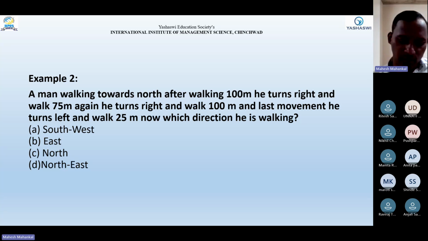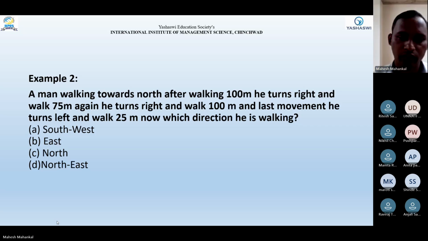What you have to do for solving this question: take a plain paper and pen and write the cardinal directions, then read the statement and draw a line. Read a statement, draw a line. A man is walking towards north, walking 100 meters. He turns right and walks 75 meters. Again he takes a right turn and walks 100 meters. And last he takes a left turn and walks 25 meters. Now, which direction is he walking? This way you have to solve. Use pen and paper to solve these questions.